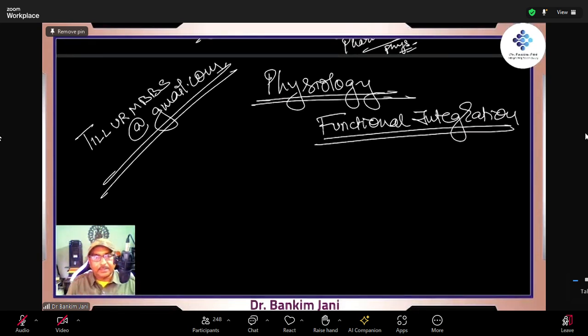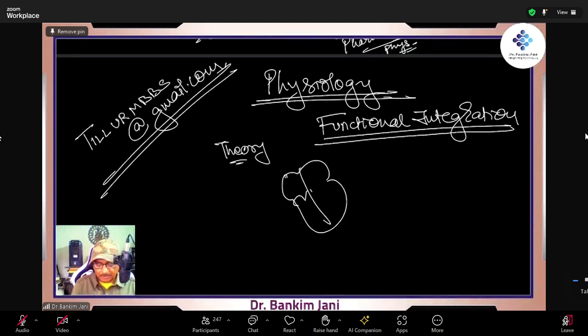So functional integration. What exactly do we mean by that? One is the theory. We learn the theory, right? Theory is like this: this is the heart, these are the four chambers, these are the valves, etc. That is theory. But when we ask how this heart is oriented and what will be its effect, why it happens that when this chamber enlarges, a person will have difficulty in swallowing. Now that is something amazing, right?